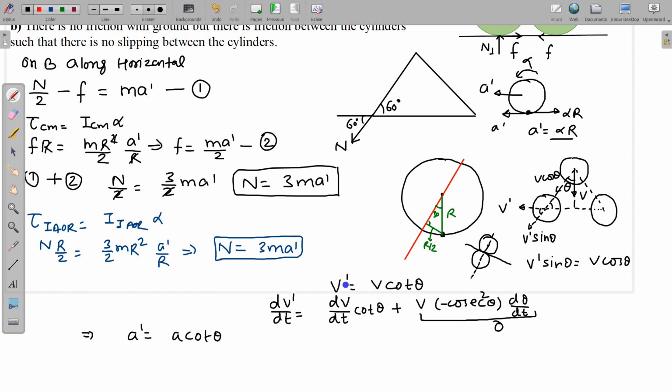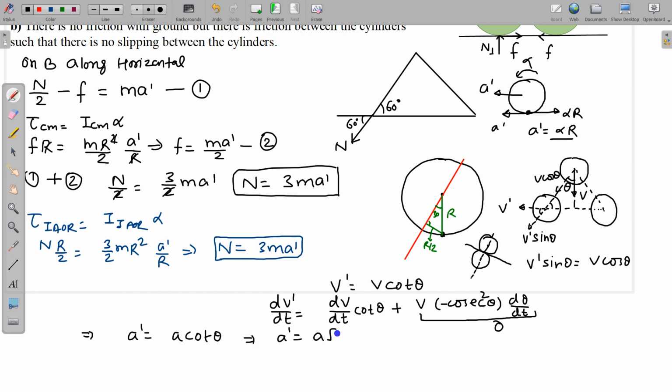So the relation which holds between velocities is true for acceleration also, in the case when velocities are 0. So when velocity is 0, this relation is also applicable for acceleration. This is very important here. And in our case, at the initial moment, this angle is 30 degrees and cot 30 degrees is root 3. So we can find the relation between a dash and a.